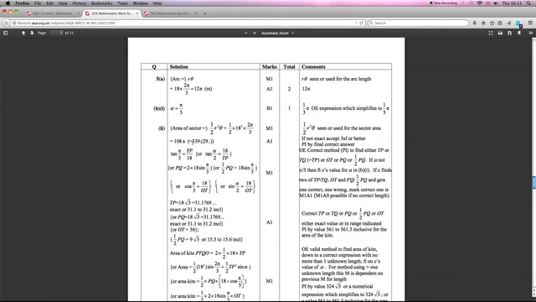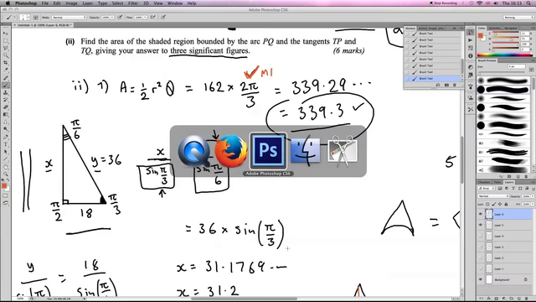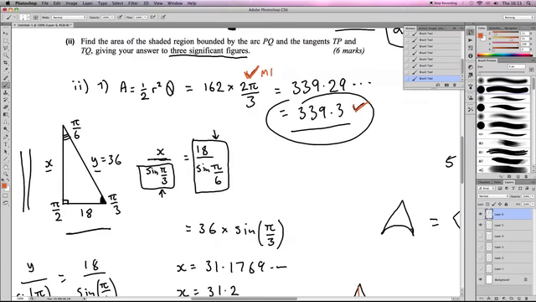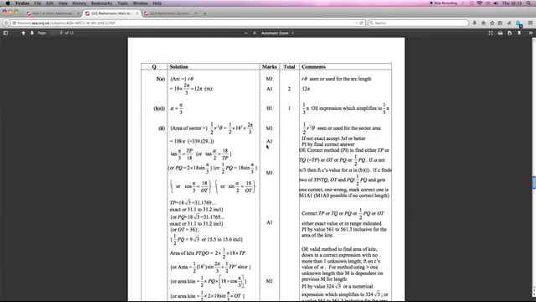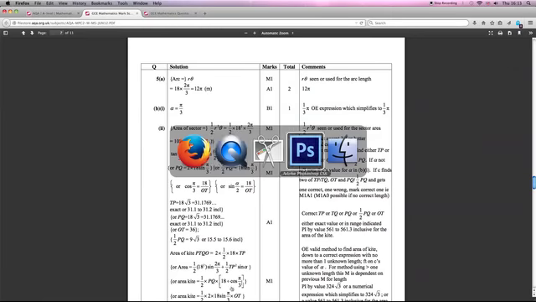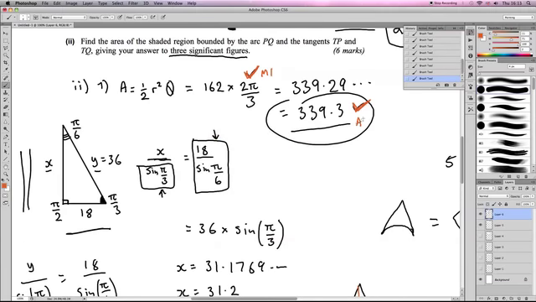108 pi, or 339 point, I'm rounding up 3, I will give you 1 mark. So I can confirm that is an actual mark as well. So is that an A mark? Yep, so that is an A mark. So you need to have this value here, or equivalent. You can't have error carried forward for this bit. It needs to be that 339.3 or 108 pi.